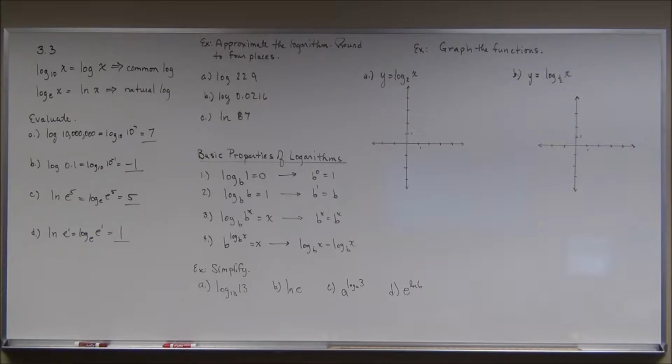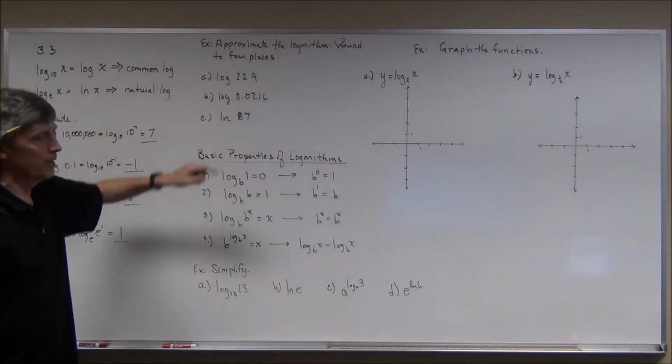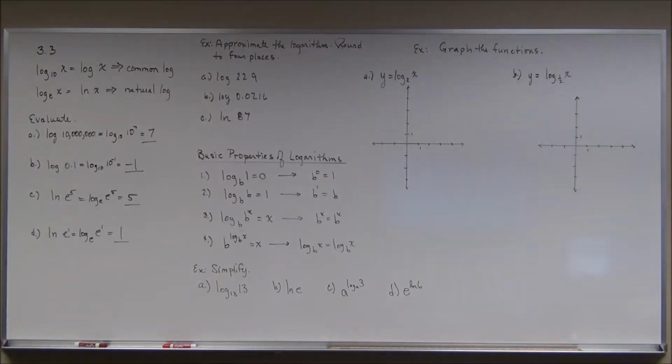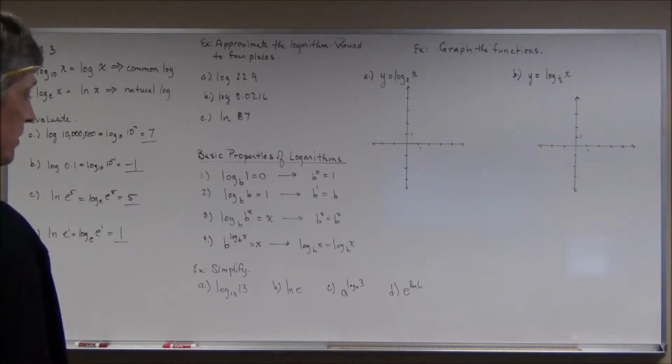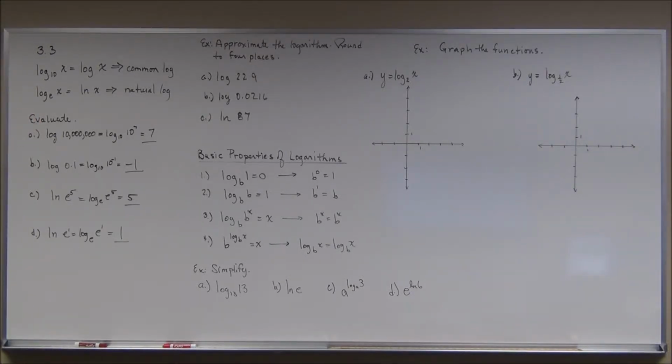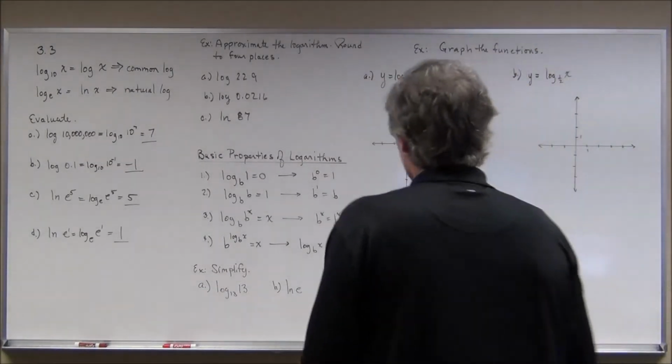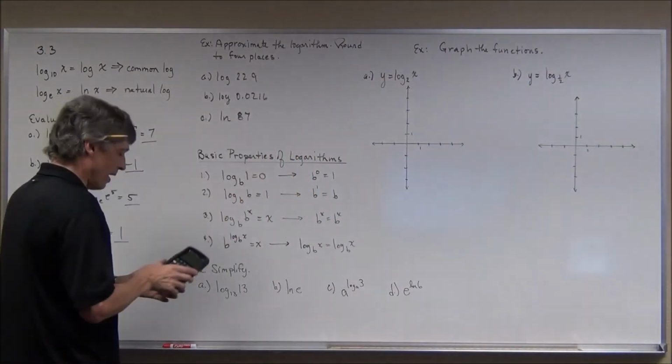However, that's not always the case. As you can see in the next example, it says to approximate the logarithms. Now, this first one here is a common logarithm. Can you write 229 as 10 raised to a power? I'll let you think about it for a second. The answer is no, you cannot. So I'm going to grab my calculator here and I'm going to approximate this.